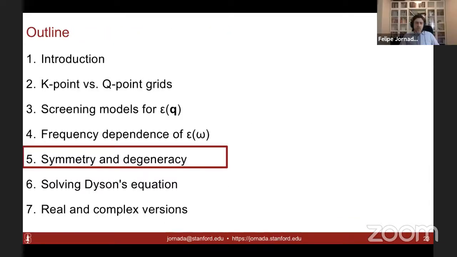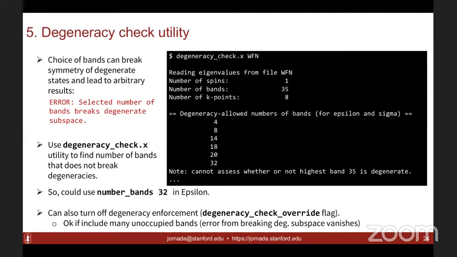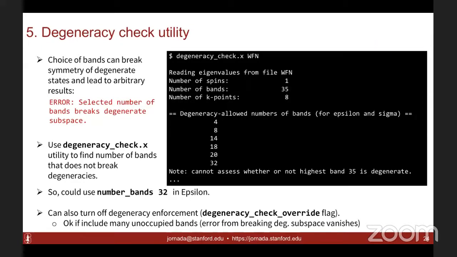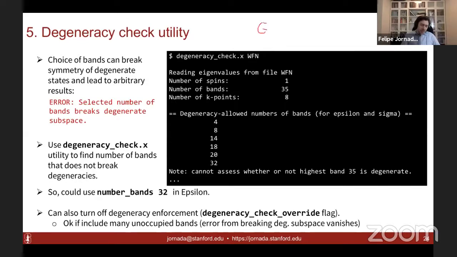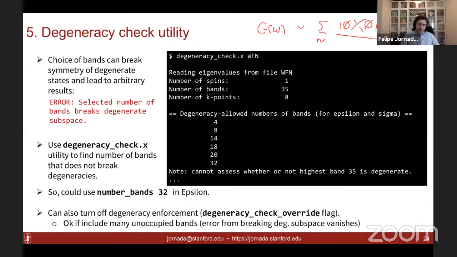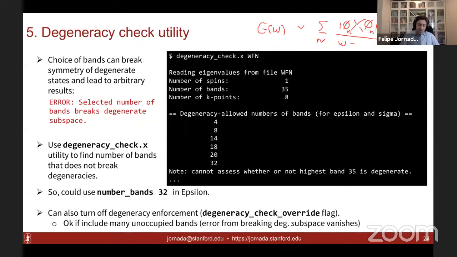Some other topics I want to mention briefly. One is asymmetry and degeneracy, which may be surprising for many users because that's not an issue that appears with DFT calculations. And the issue is that when we evaluate the Green's function of omega, for instance, we know that that involves a sum over all bands, something that looks like this, some sort of bra-kets over all the unoccupied and occupied states, and then we have a Green's function which looks like 1 over omega minus the eigenvalue.